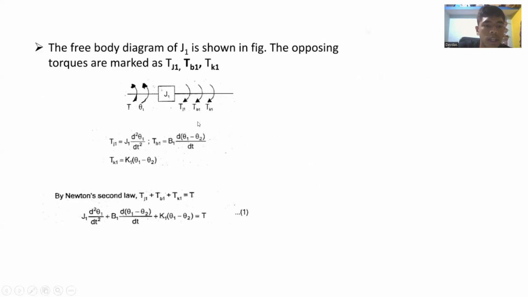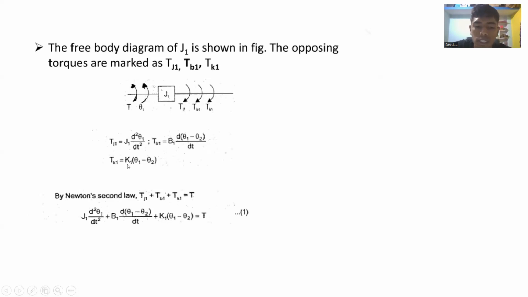So this is the equation at theta1, which is J1 d square theta1 by dt square plus B1 d into theta1 minus theta2 by dt plus K1 into theta1 minus theta2. So this is the general mechanical system equation that we have written over here.